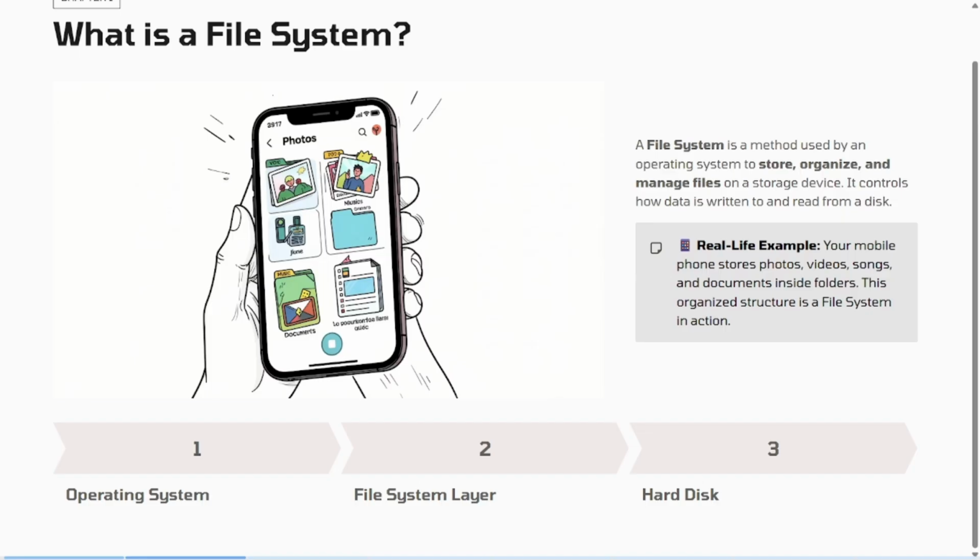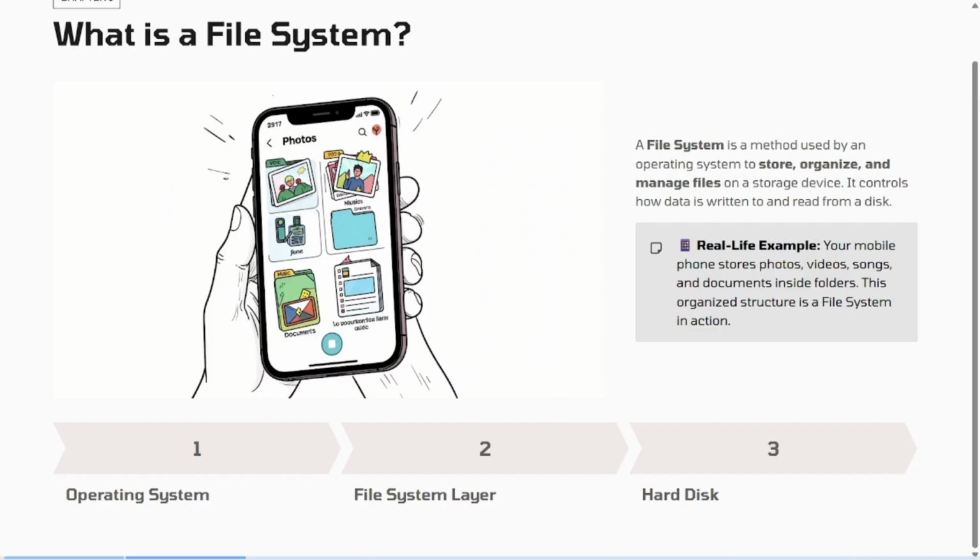For example, C drive, D drive, E drive, and so on. Storing files is called file system, okay? Storing the data using folders. First, we have operating system. The operating system uses the file system. Then the file system stores the files in the hard disk.